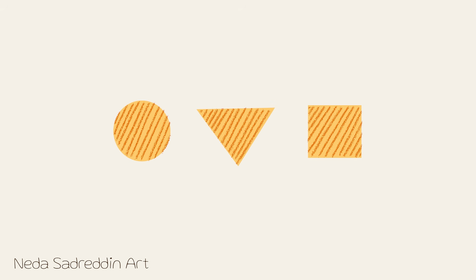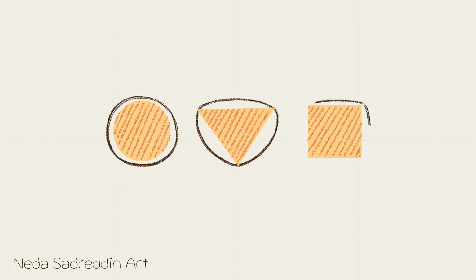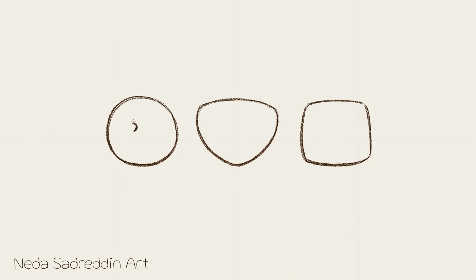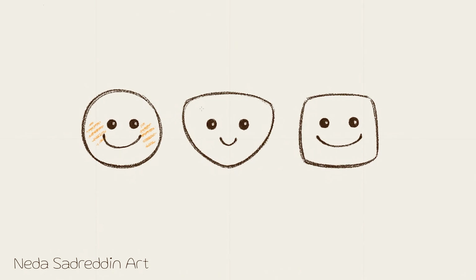Shapes form the foundation of every face drawing. Start with a puffy circle, a rounded triangle, and a chubby square. They don't have to be perfect, just round the corners and make them a little squishy. Add 2 dots for the eyes and a curved line for the mouth on each. Just like that, you've got some simple cartoon faces.